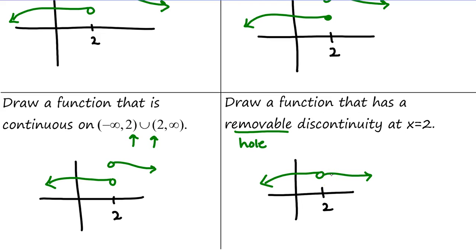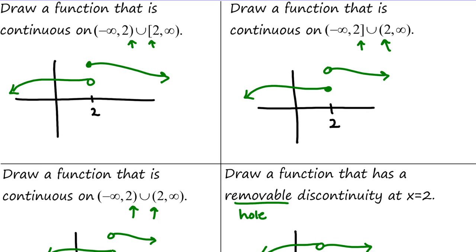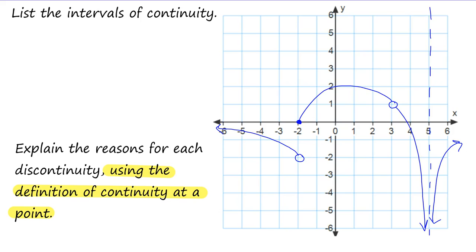Okay, we're getting close to the end of this lesson. We just have a couple more things. Now we're going to talk about listing the intervals of continuity. So remember on the previous examples, you were given these intervals. You were given intervals of continuity and you just drew the picture. So we're going to do that backwards. This time we're given the picture and we're going to write down the intervals of continuity.